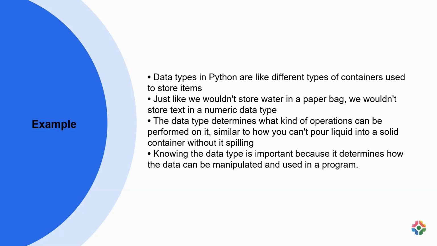Data types in Python are like different types of containers used to store items. Just like we wouldn't store water in a paper bag, we wouldn't store text in a numeric data type. The data type determines what kind of operations can be performed on it, similar to how you can't pour liquid into a solid container without it spilling. Knowing the data type is important because it determines how the data can be manipulated and used in a program.